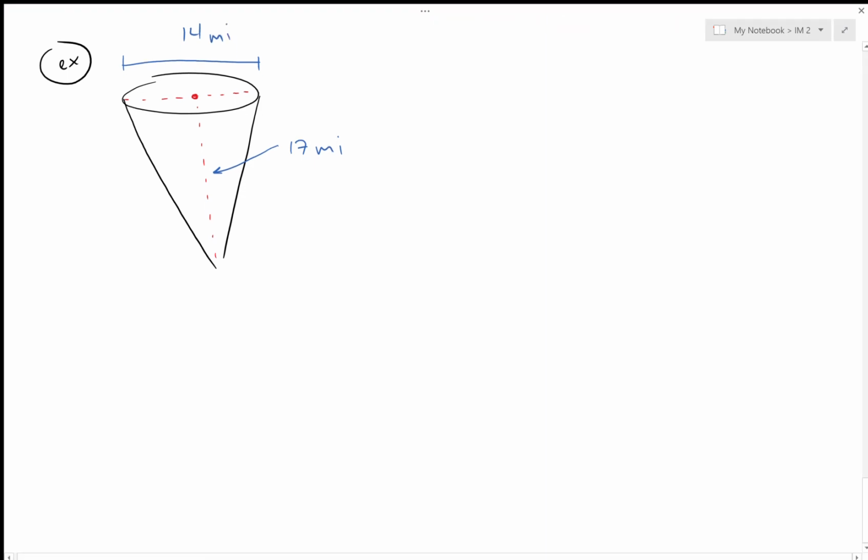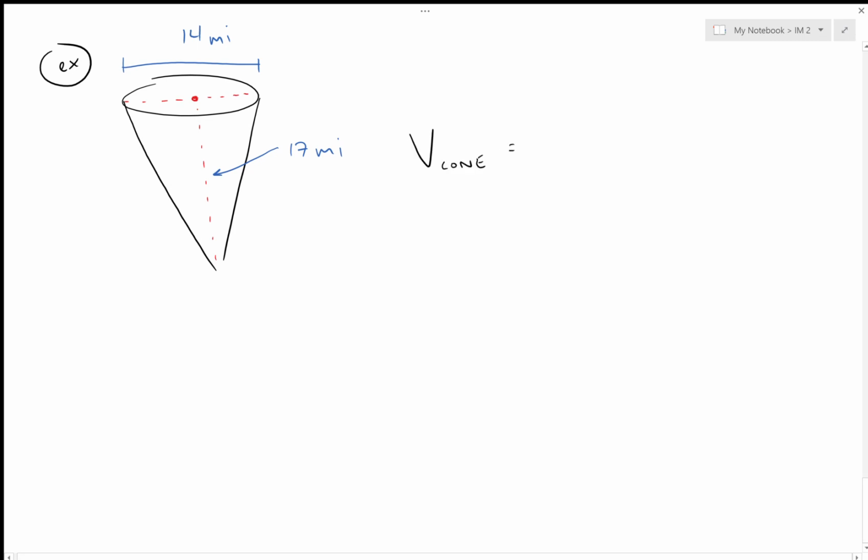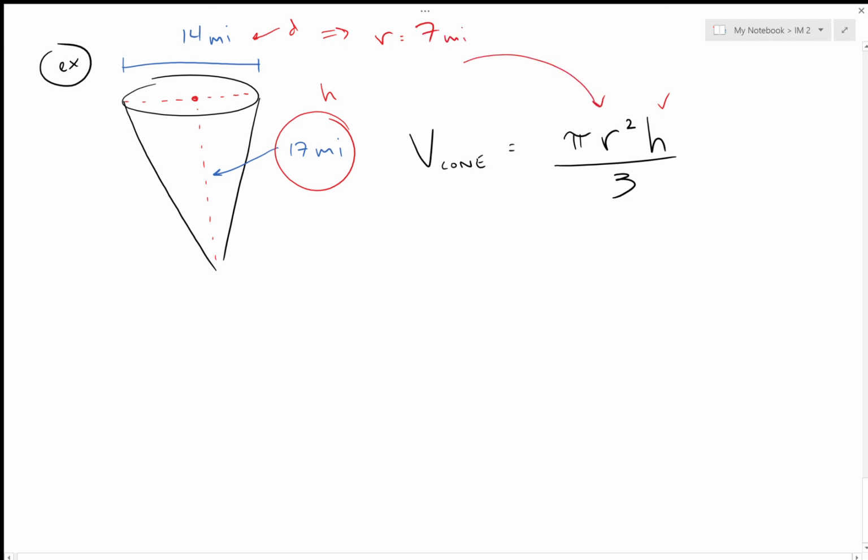So we look back at our volume of a cone equation. That's going to be pi r squared h over 3. So pi is the number on our calculator. I need the radius, I need the height. Height's pretty easy. This is 17 miles tall. Okay, so height's there. I need radius. The 14 though is not the radius. The 14 is the diameter. If I want the radius, I have to cut that in half. So the radius is actually 7 miles, and that's the radius I'm going to plug in there.